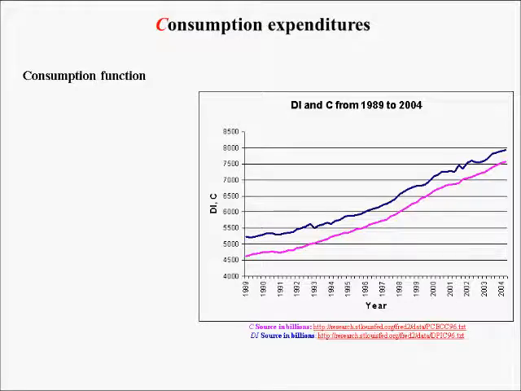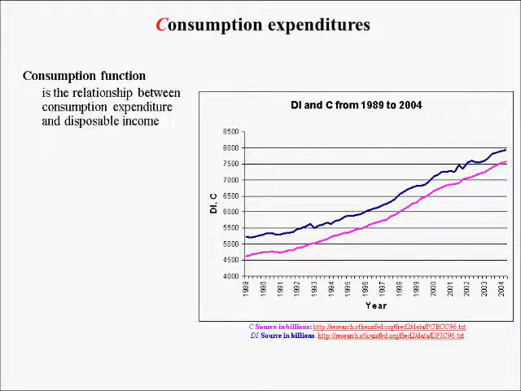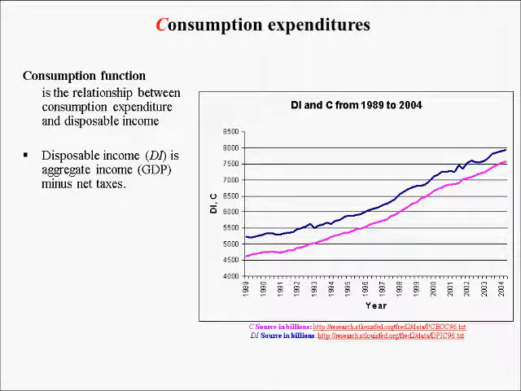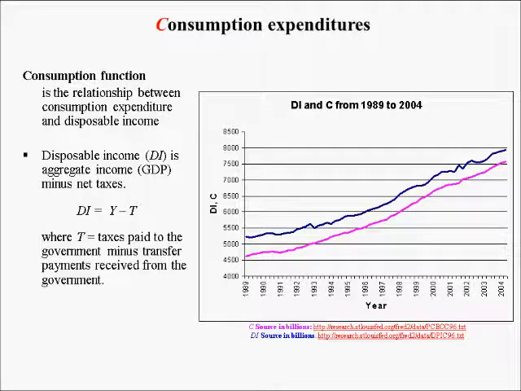The consumption function is the relationship between disposable income and consumer spending. I have graphed here data from the Federal Reserve website, disposable income and consumption over time. Notice that as consumption rises, disposable income rises. So the consumption function is a relationship between consumption expenditure and disposable income. Disposable income is denoted DI. It is aggregate income minus net taxes: DI equals real GDP, which we're going to assume is close enough to national income, minus T, which is taxes net of transfer payments from government.